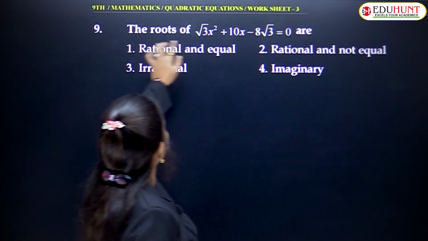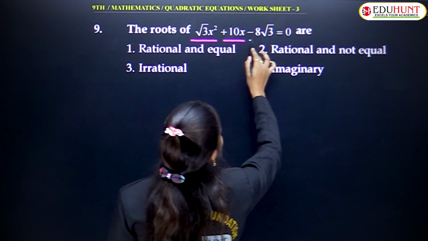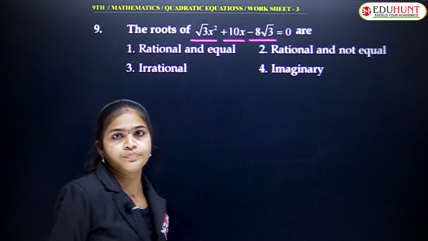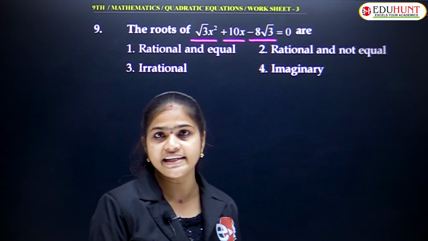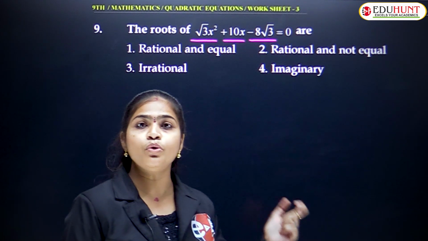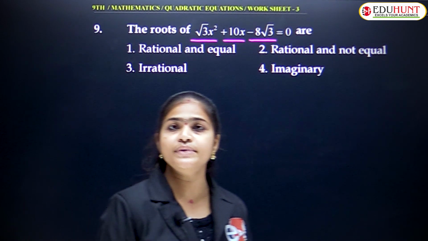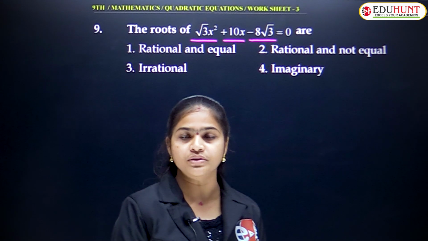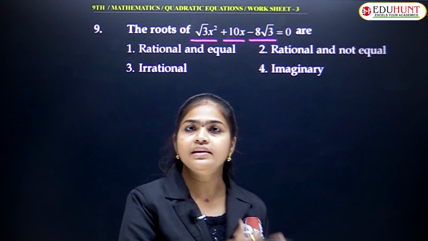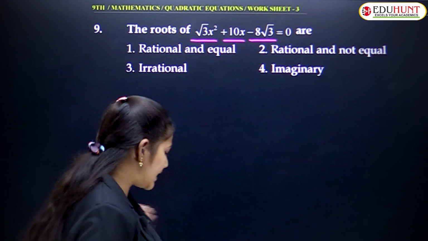What is it? The roots of root 3x square plus 10x minus 8 root 3 is equal to 0. Here they have given a quadratic equation, they have not given the roots, right? But they are asking what is the nature of the roots. So to find the nature of roots, first we need to find the delta value, which means the discriminant value. Already we know that, right? Depending on the discriminant value we can say the nature of the roots.